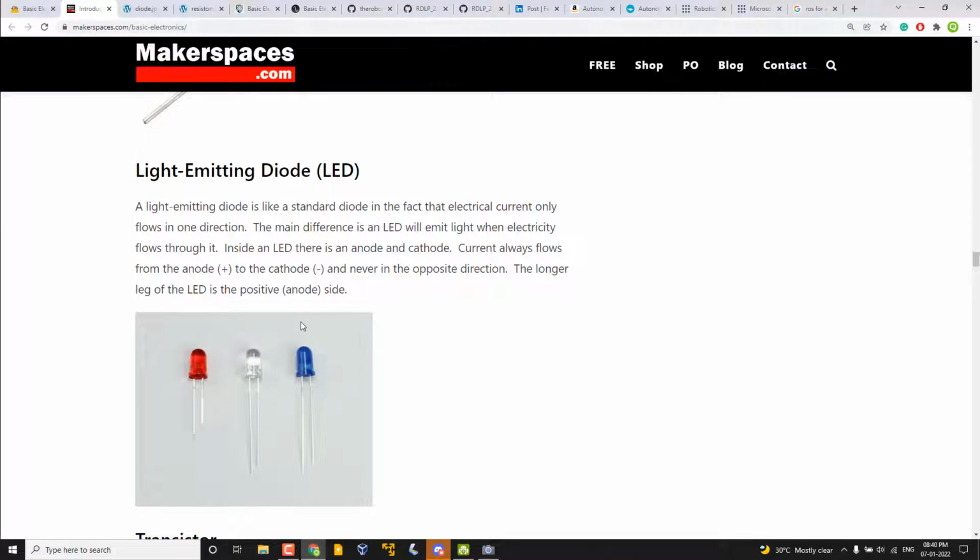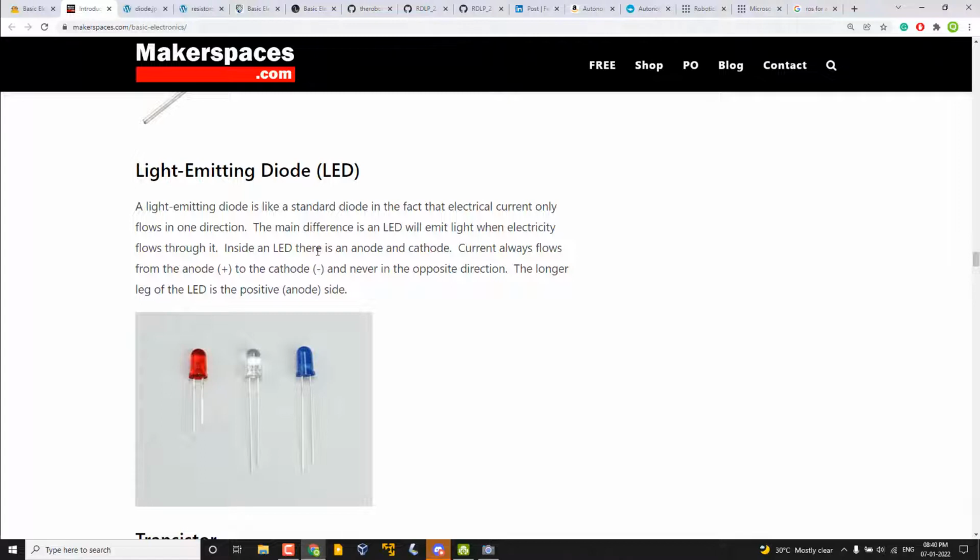And there is an interesting thing called LED, which is again a diode. It does the same purpose as the diode, allowing the current flow in one direction, but it will also emit light. So LEDs are mostly used for indication. There are different LEDs, I think you know, right?